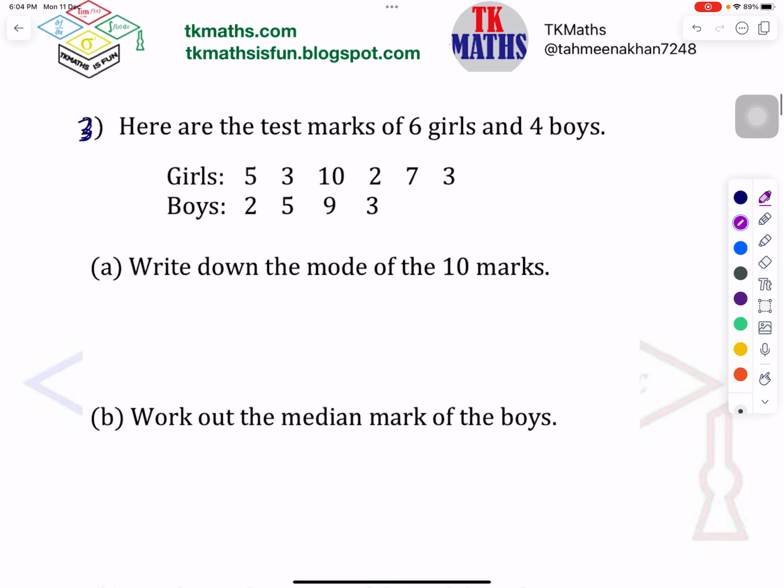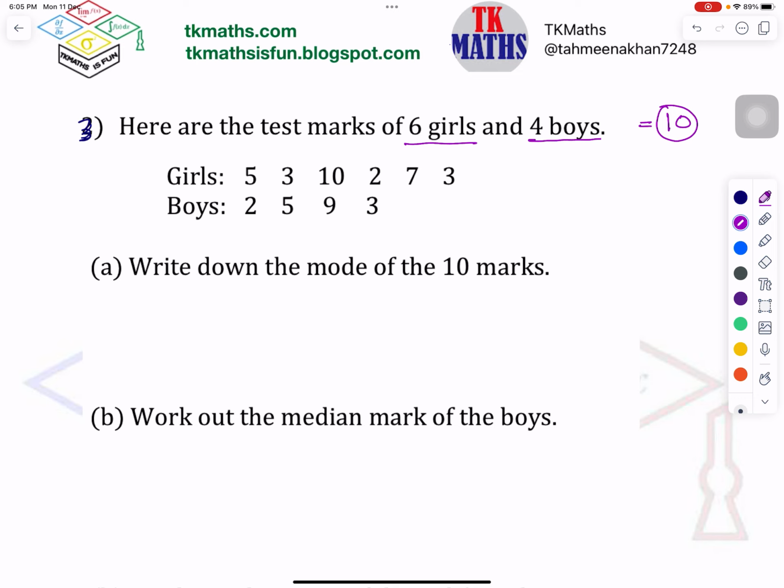So this question is about handling data, statistics. The test marks of 6 girls and 4 boys are given here. So altogether how many students? 10 students. 6 plus 4 is 10. There are certain things when you are reading a maths question, you should keep calculating in your mind related to the topic, right? So girls' test marks are given here. Boys' test marks are given here.